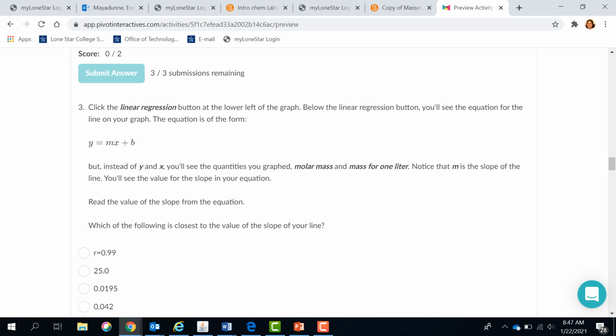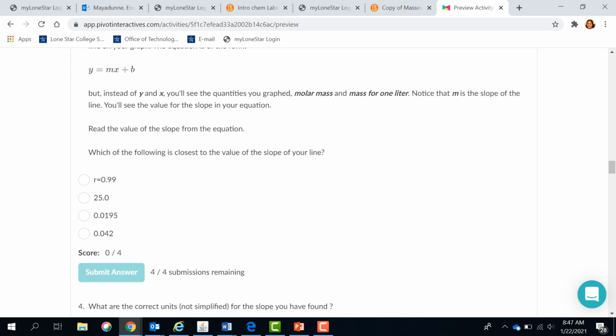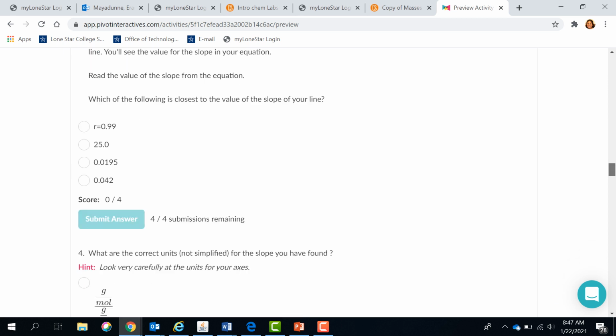Notice that m is the slope. So then you have to find what is the m. It's very important you get the correct m value. According to my data, I get 0.042. And then they have another question: what are the correct units, not simplified, for the slope you have found? So look very carefully at the units of your axes.